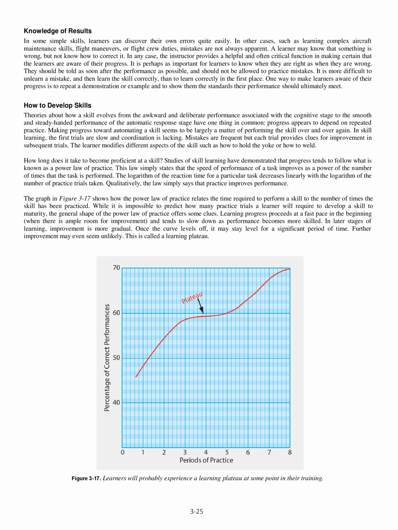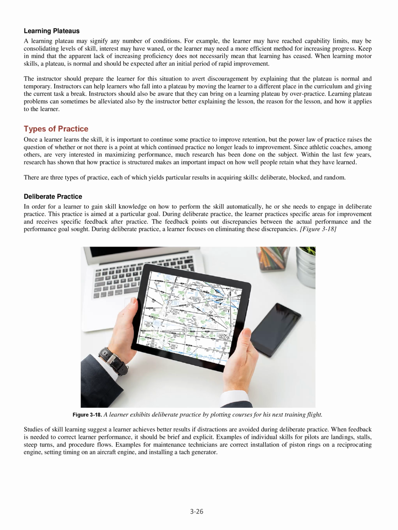In later stages of learning, improvement is more gradual. Once the curve levels off, it may stay level for a significant period of time. Further improvement may even seem unlikely. This is called a learning plateau. A learning plateau may signify any number of conditions.